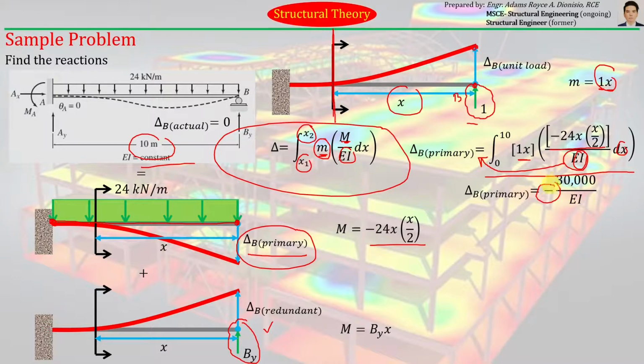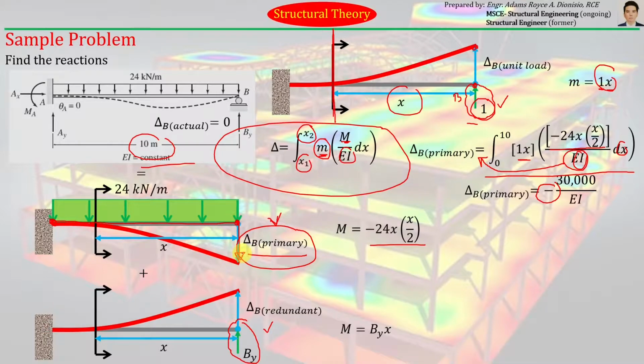So you can see here, there is a negative sign for the deflection of the primary structure. So what does it mean? It simply means that our direction for the unit load is not the same as the deflection of the primary structure. Or in other words, we have put a wrong direction of the unit load for the primary structure. As you can remember from the virtual work method, the direction of the unit load must be in the same direction as the assumed direction of the deflection.